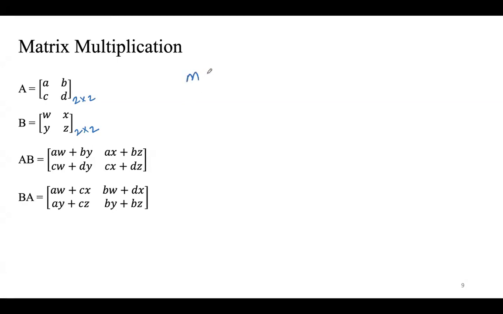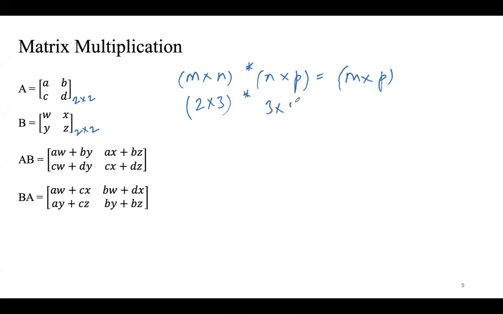Whenever you're doing a matrix multiplication, you write it like this: m by n multiplied by, let's say, n by p, and then the output that you get is going to be m by p. For example, if you have a 2 by 3 matrix and you multiply that with a 3 by 4 matrix, then the output you get is a 2 by 4 matrix.